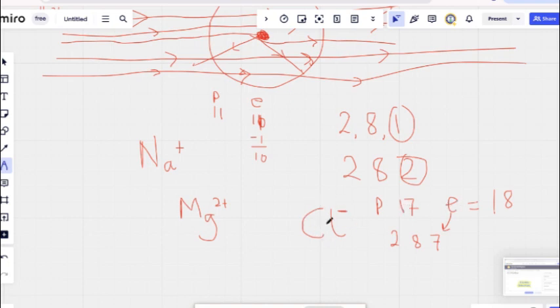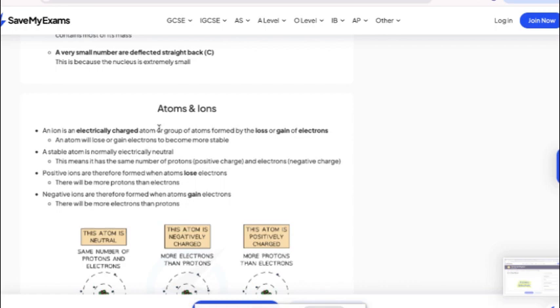They become ions. So the point we are explaining here is that when atoms lose electrons or gain electrons, they become ions. Ions are the ones you write with a plus or minus on them. Atoms, you don't put plus or minus. So ions are atoms that have gained or lost electrons.